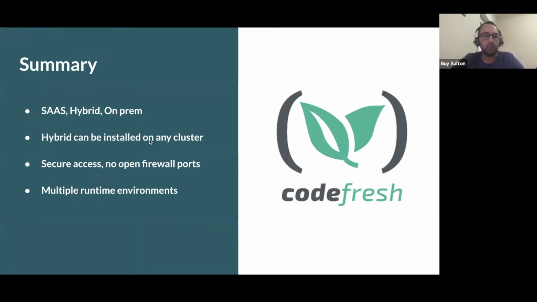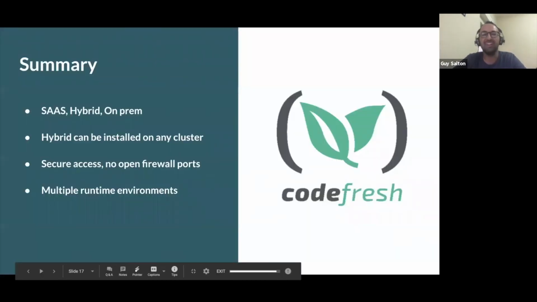And we saw that the hybrid can be installed on any cluster. We showed how to install it on a simple Docker for Desktop cluster, but also on an EKS cluster. You don't need to open any inbound ports. You can access any secure assets, and you can manage multiple runners, multiple runtime environments in your account. So that's it. I think I have a question slide here, but it doesn't matter. Yeah, ready for questions.